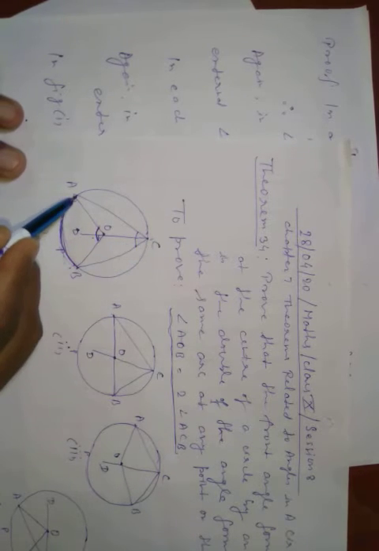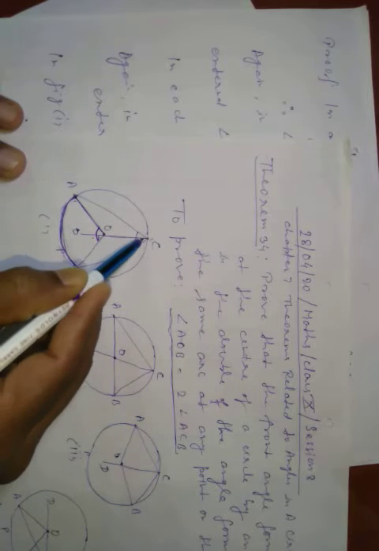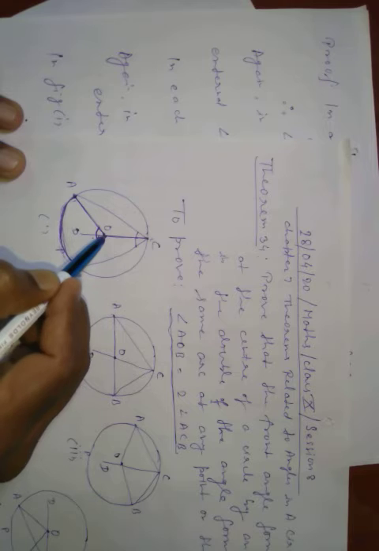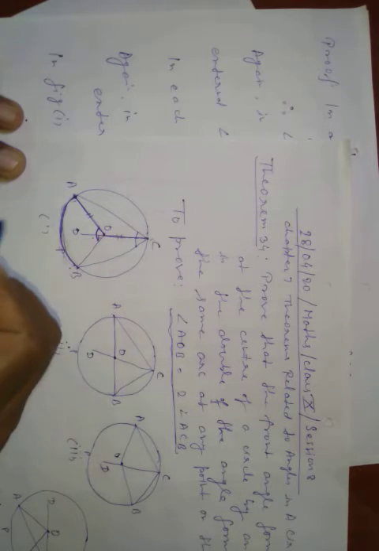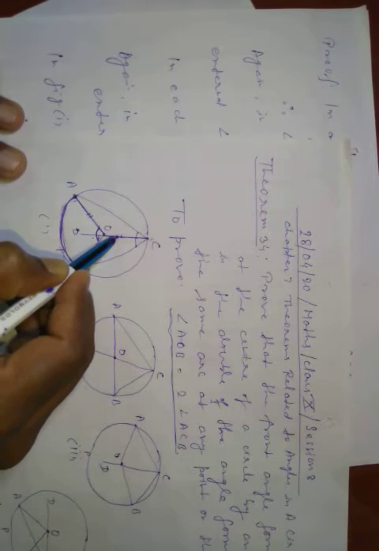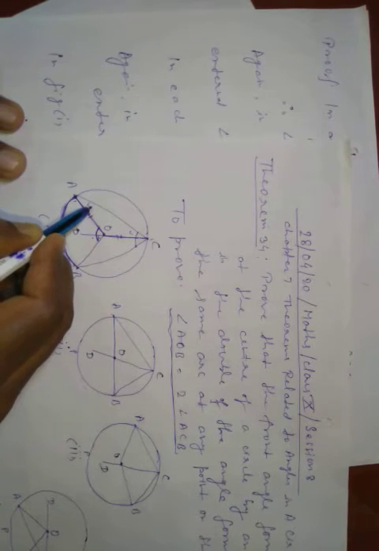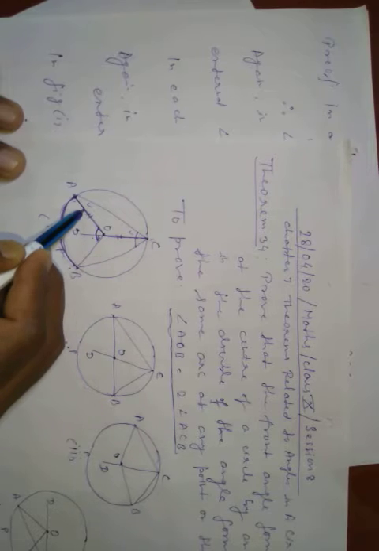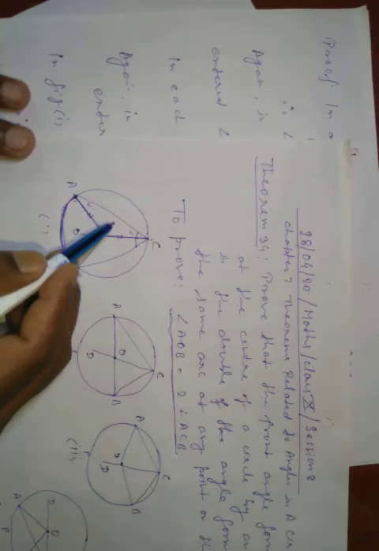OA and OC are equal because these 2 are the radii of the same circle, so these 2 will be equal. So when these 2 are equal, then their opposite angles will also be equal. That is, this angle and this angle will be equal. This is the theorem, because in any triangle, if 2 sides are equal, then their opposite angles are also equal. That is why these 2 angles are equal.